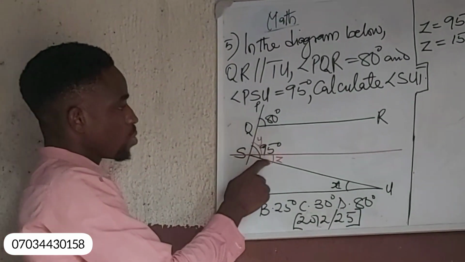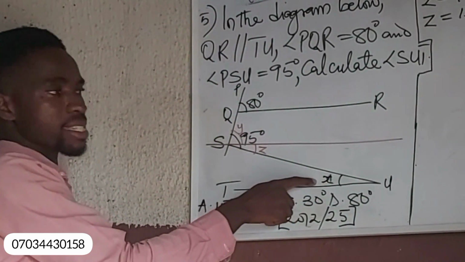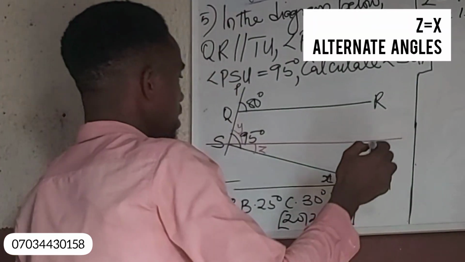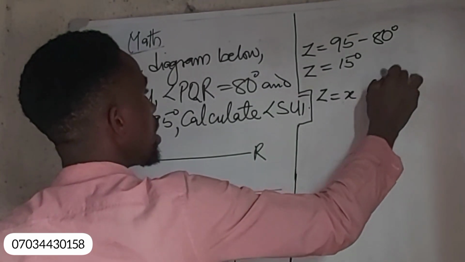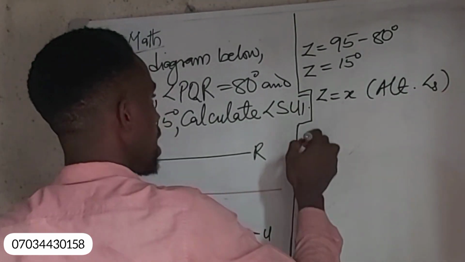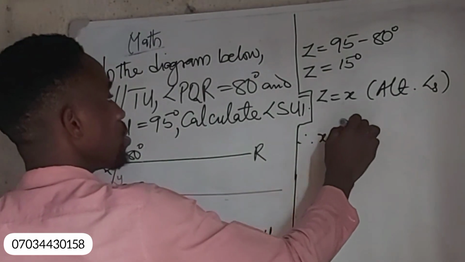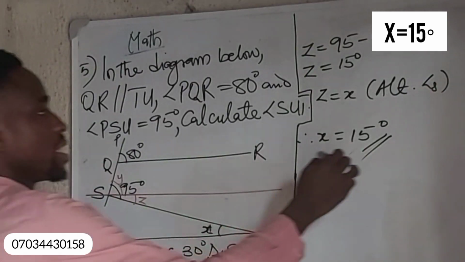Then with this, you can see that Z is alternate to X. So Z and X are alternate angles. So I'll say that Z is equal to X. The reason is alternate angles. Therefore, X is equal to 15 degrees. So our answer is option A again.